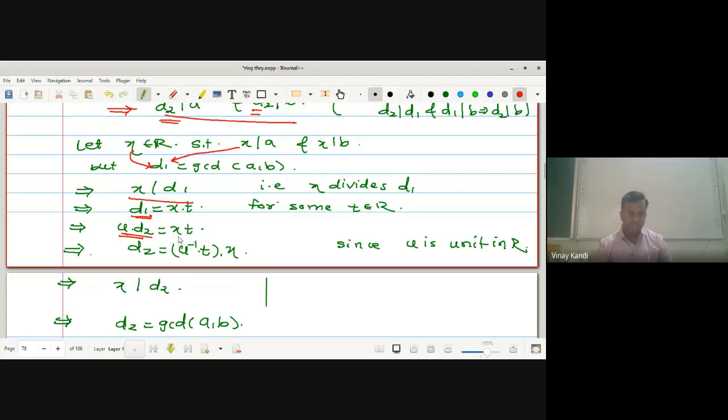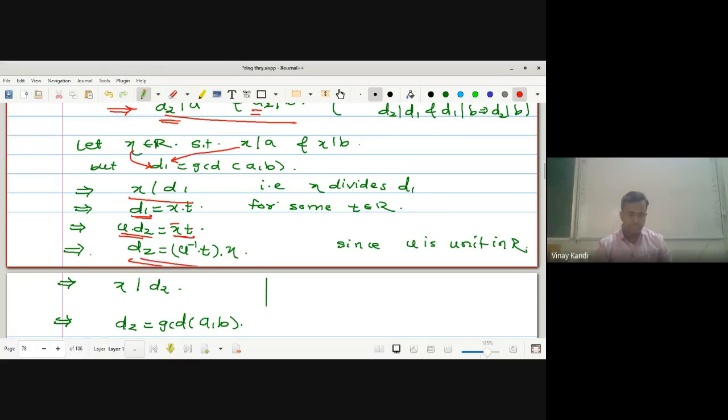Why do we write like this? Xt is equal to Tx because this is an element of R, this is an element of R, but R is commutative. Hence, Xt is equal to Tx. Okay, that's why. What is the meaning of this one?